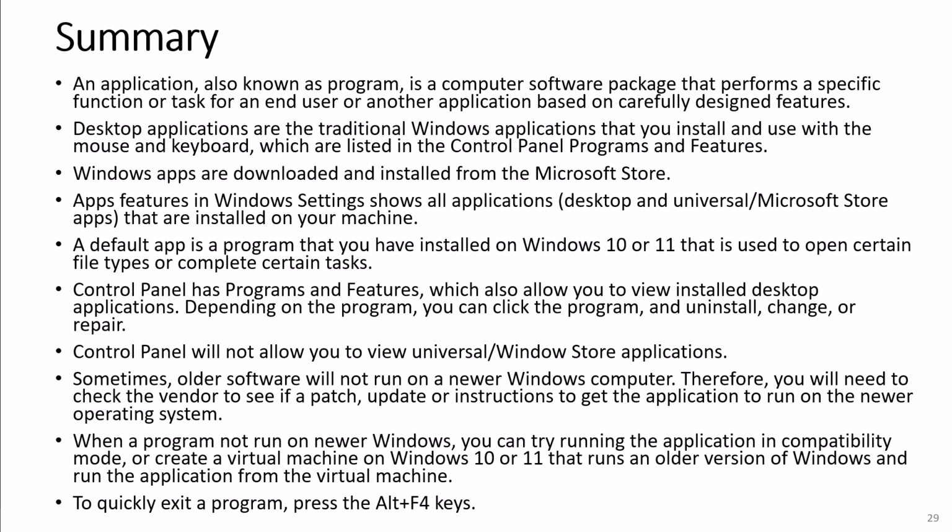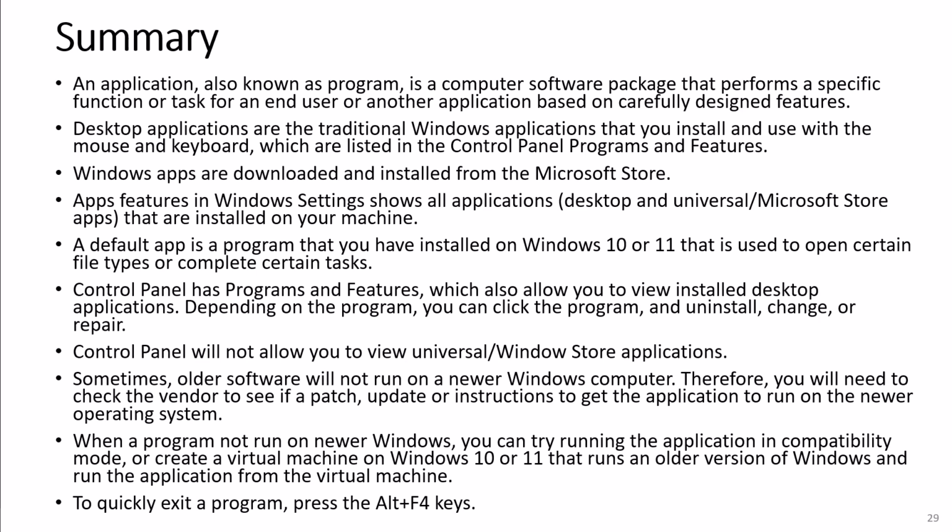A default app is a program that you have installed on Windows 10 or 11 that is used to open certain file types or complete certain tasks. Control Panel has Programs and Features, which will also allow you to view installed desktop applications. Depending on the program, you can click the program and uninstall, change, or repair. Control Panel will not allow you to view Universal or Windows Store applications.